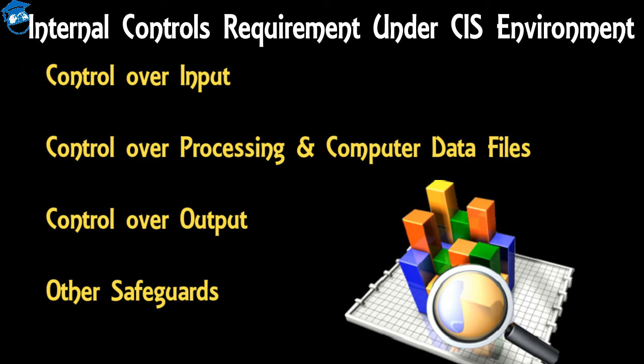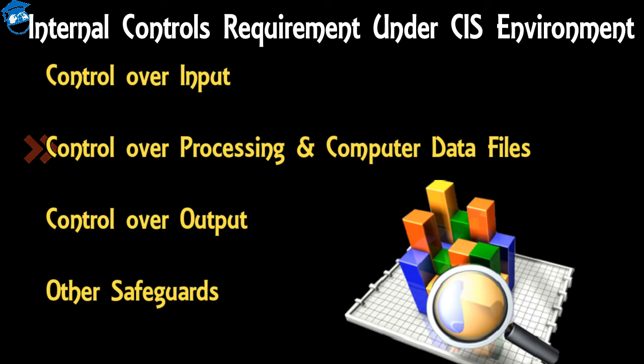Now, if I talk about control over processing and the computer data files, these controls are designed to provide reasonable assurance that the transactions, including the system generated transactions, are properly processed by the computer, number one. And then the transactions are not lost, they are not added duplicately, they are not improperly changed. And all the processing errors are identified and corrected on a timely basis. This is what will happen with relation to your processing of files.